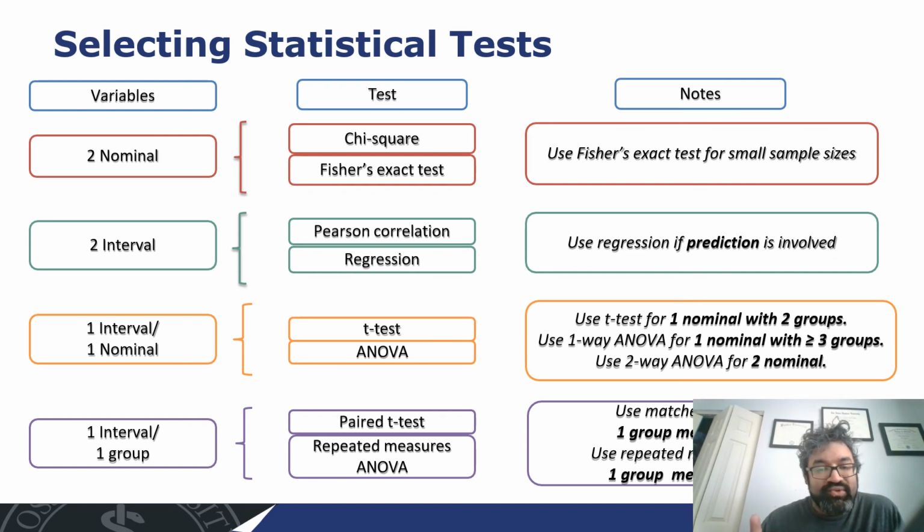If it's two nominal, chi-square, Fisher's exact. Two interval, Pearson correlation, regression. One interval, one nominal, t-test, ANOVA. One interval, one group, paired t-test, repeated measures ANOVA.